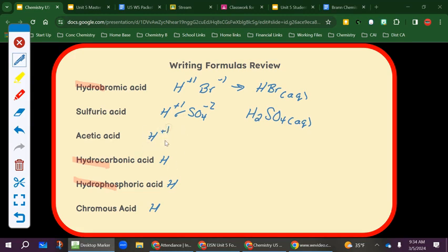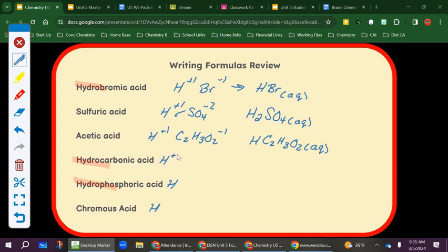Acetic acid, hydrogen is a +1 again. Acetate is C2H3O2, and it is a -1. Now, someone asked, can we combine the hydrogens? No, do not do that. That would be changing the polyatomic. We never change the polyatomic. Even though there is hydrogen here, we put it out in front. So H, C2H3O2, and it is aqueous. Questions?